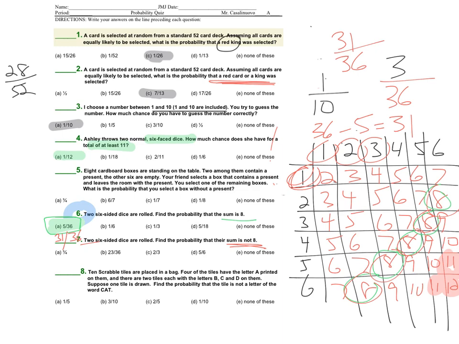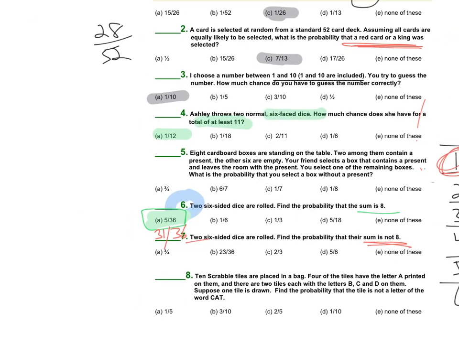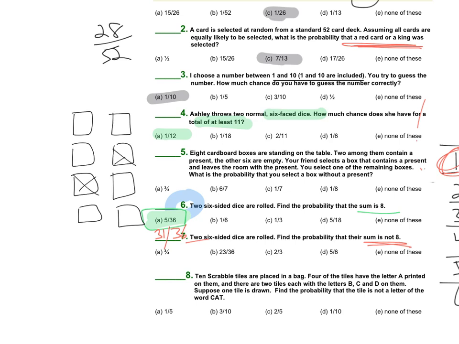Number 4: 8 cardboard boxes are standing on a table. 2 among them have a present. So I'll have my 8 boxes. 2 have presents, so I'll maybe pick this one and this one. It says your friend selects a box that contains a present and leaves the room with the present. So let's say your friend picks this box. They're taking their present, and now they're leaving the room. So now this box doesn't have a present in it.